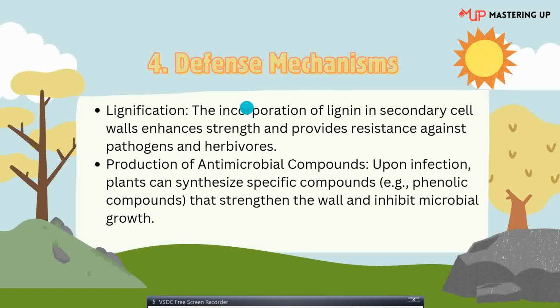Now defense mechanism, lignification. The incorporation of lignin in the secondary cell wall enhances the strength and provides resistance against pathogens and herbivores. So the lignin helps against these pathogens and herbivores. In production of antimicrobial compounds, upon infection, the plants can synthesize specific compounds. Examples are phenolic compounds that strengthen the wall and inhibit microbial growth.